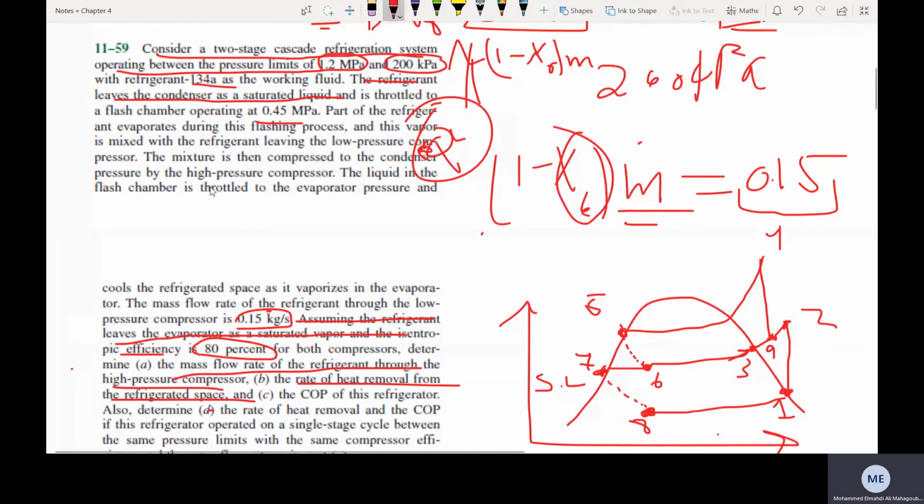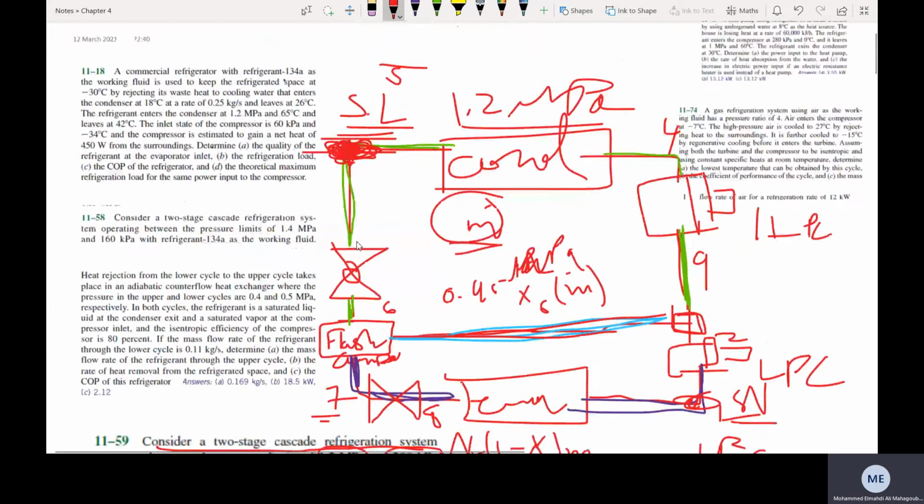So yeah, the liquid in the flash chamber is throttled. Some of it cools the refrigerated space as it is evaporated in the evaporator. So this one is going to there, and it leaves the evaporator as saturated vapor, which is here. Now we have everything in our hands.